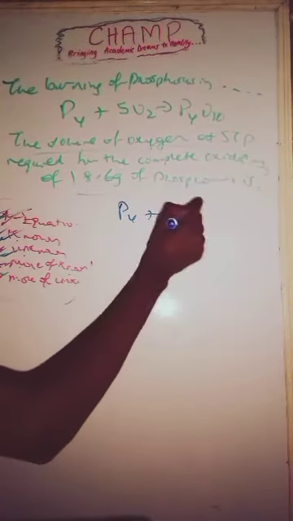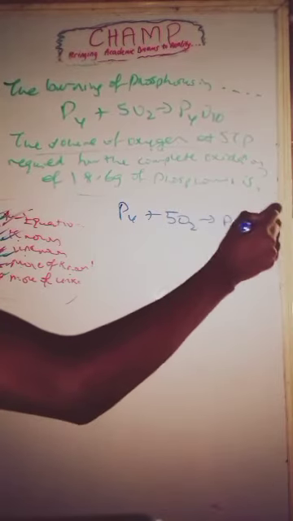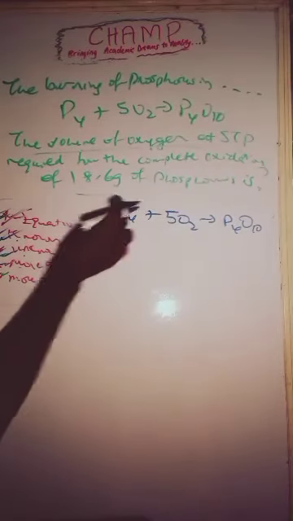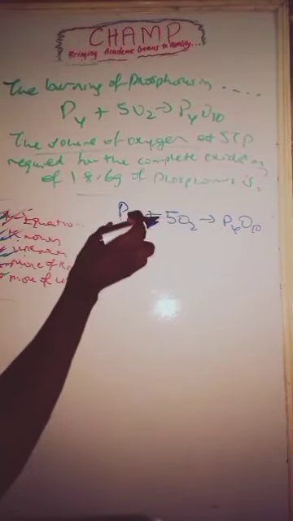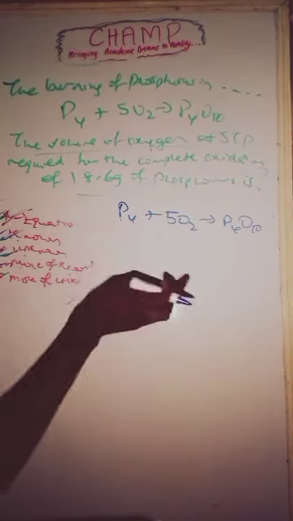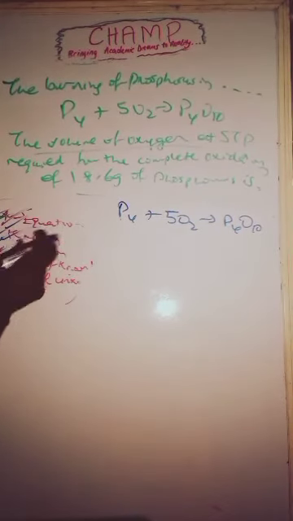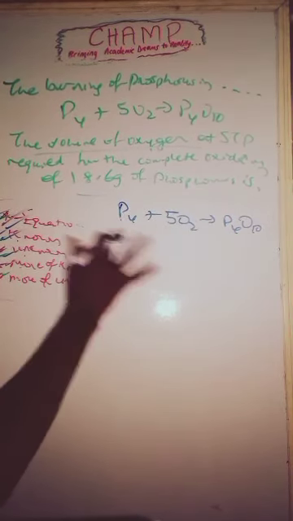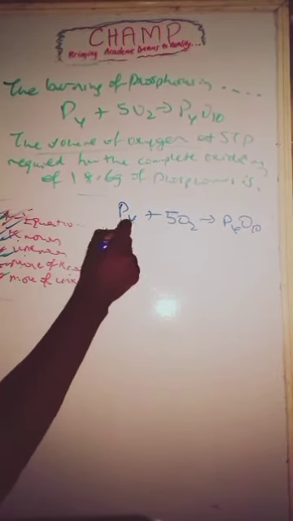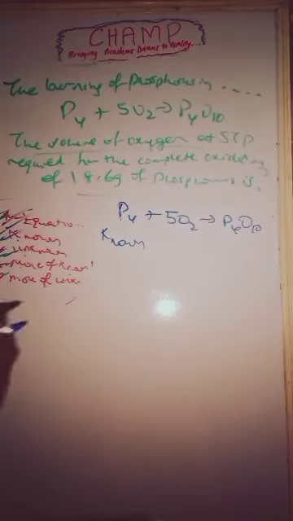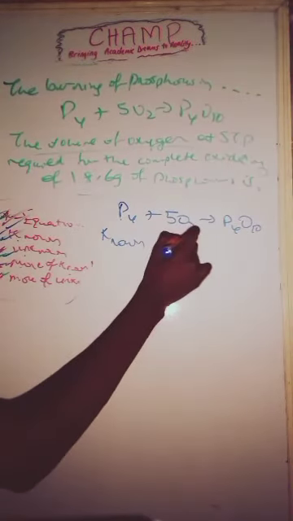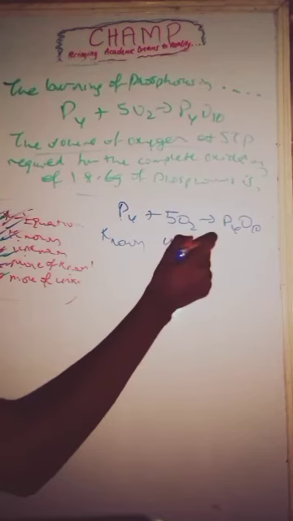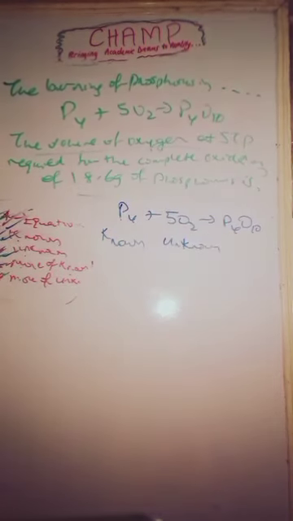P4 plus 5O2 to give you what? P4O10, right? You've written your equation. So get your known. Your known is what? 18.6 gram of phosphorus. So this is your known. What's your unknown? This is your unknown. What's the volume of oxygen?